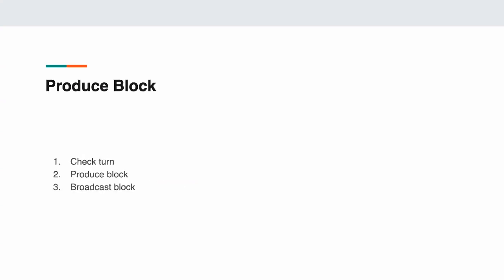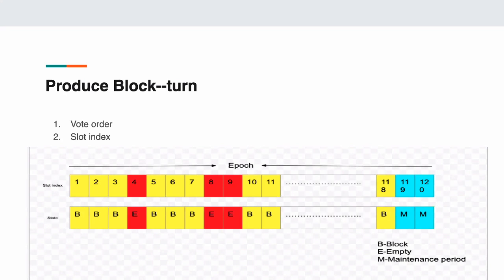The next step I'm talking about is producing blocks. This part is a little bit tricky. First, we need to check the turn. I know other blockchains maybe do not have this mechanism to check the turn. The second step is that we need to produce the block. Lastly, we broadcast the block. Super easy. Now let's take a look at this picture. Turns are very important.